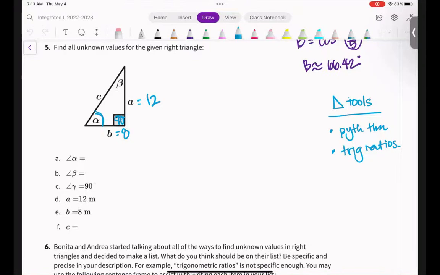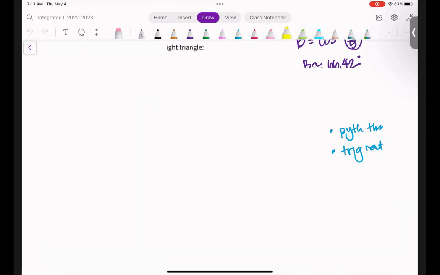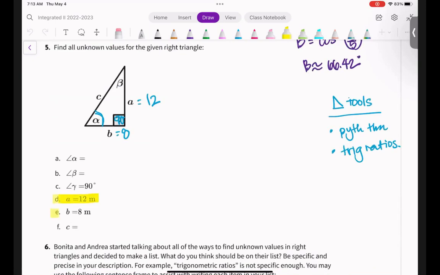Okay, so this is a continuation of the previous lesson. It's still 6.9. It says find all unknown values for the given right triangle. Now, I went through and I saw that D and E helped me label my triangle. The rest of them, I'm actually going to have to find based on the information that they gave me.